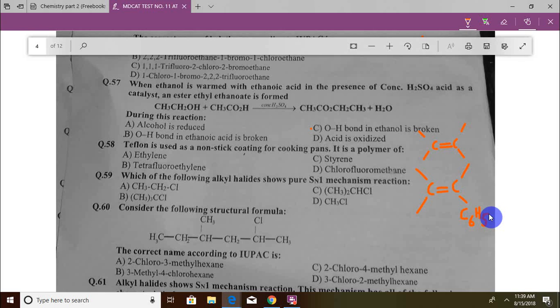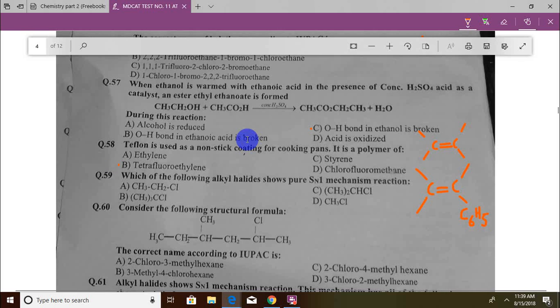So what about chlorofluoromethane? Well, that's not even a monomer because that does not have any double bond to work with. So yep, tetrafluoroethylene, and that is basically tetrafluoroethene, for those of you who are not familiar with the naming.